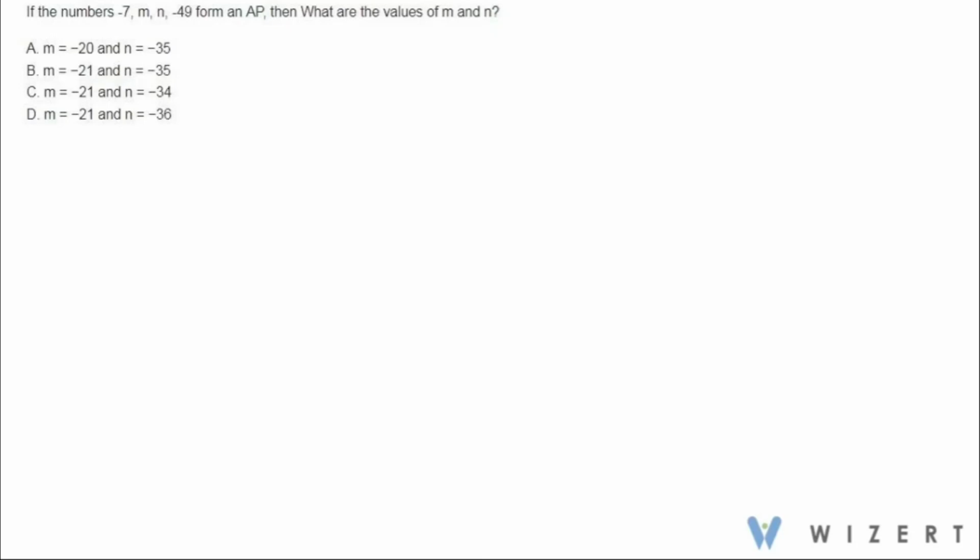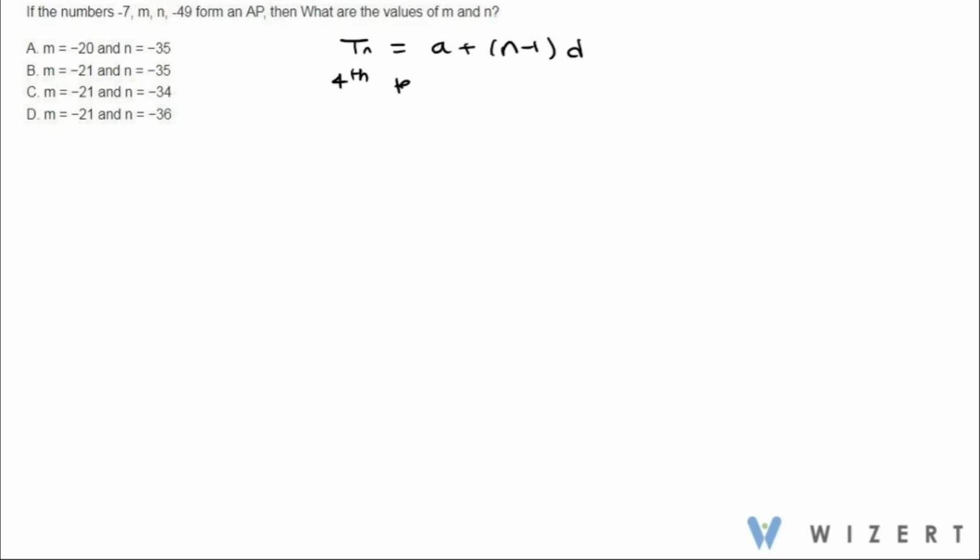We have this question here. If the numbers -7, m, n and -49 form an AP, then what are the values of m and n? Now we know Tn, that is the nth term of an AP, can be found out by a plus n minus 1 into d.